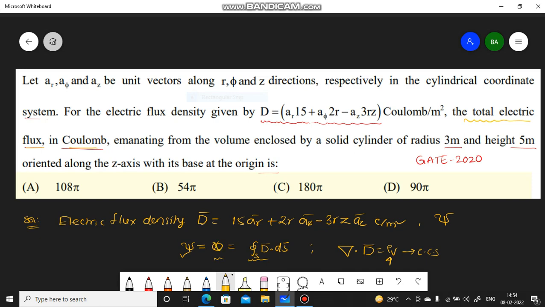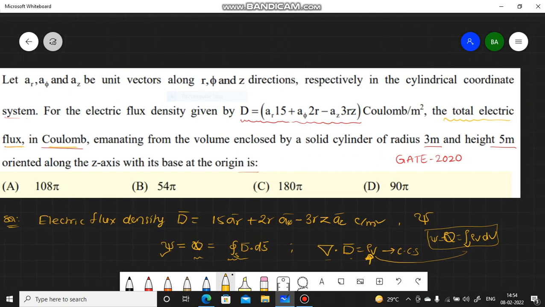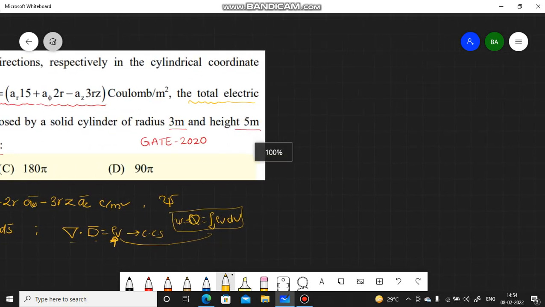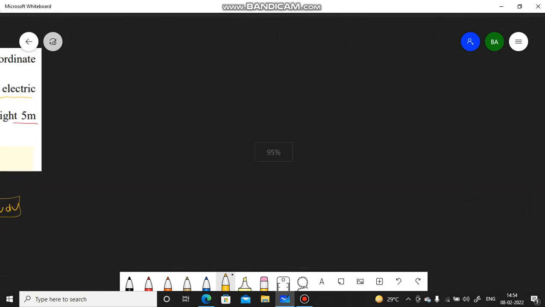The relation between rho v and psi is Q equals the volume integration of rho v dv, which is also equal to psi from the Gauss law. So that means we need to evaluate the volume charge density rho v first by using this divergence of electric flux density. Then after getting the value of rho v, substitute in this formula to evaluate the flux. Now we will start calculating the volume charge density first in the cylindrical coordinate system.